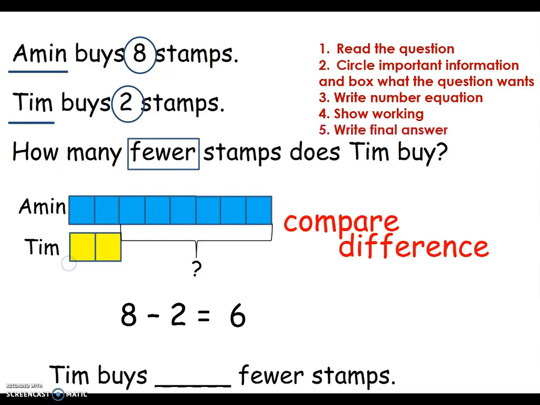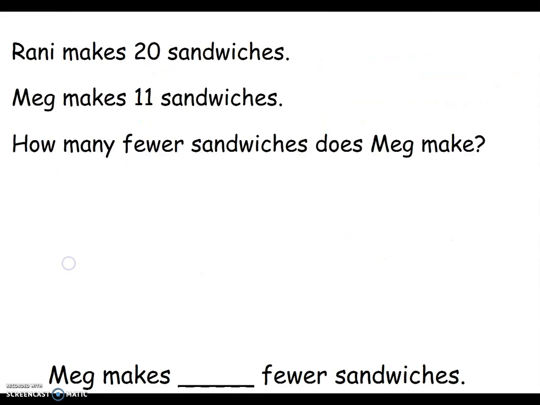Okay, so number 5, write my final answer. Team buys 6 fewer snacks. Let's look at another example. Ronnie makes 20 sandwiches. Mac makes 11 sandwiches. How many fewer sandwiches does Mac make?